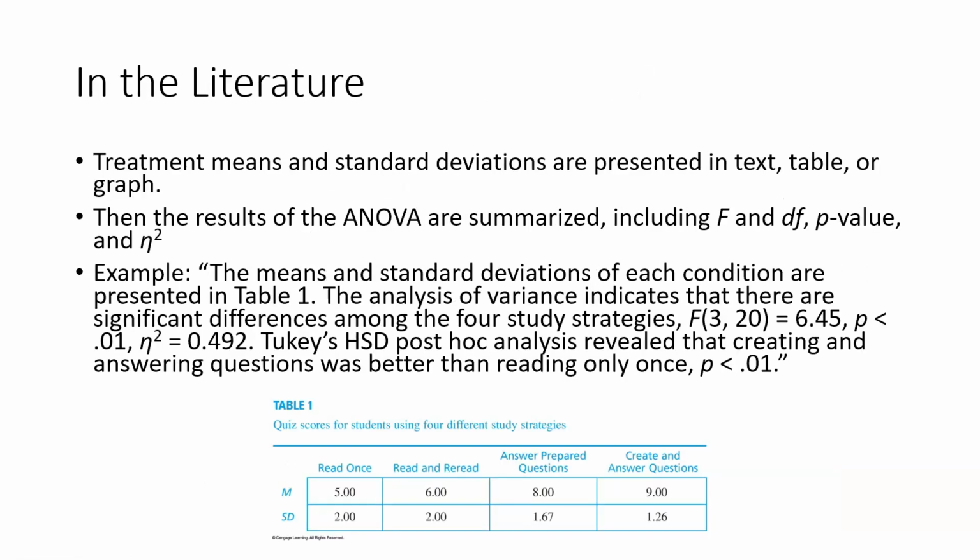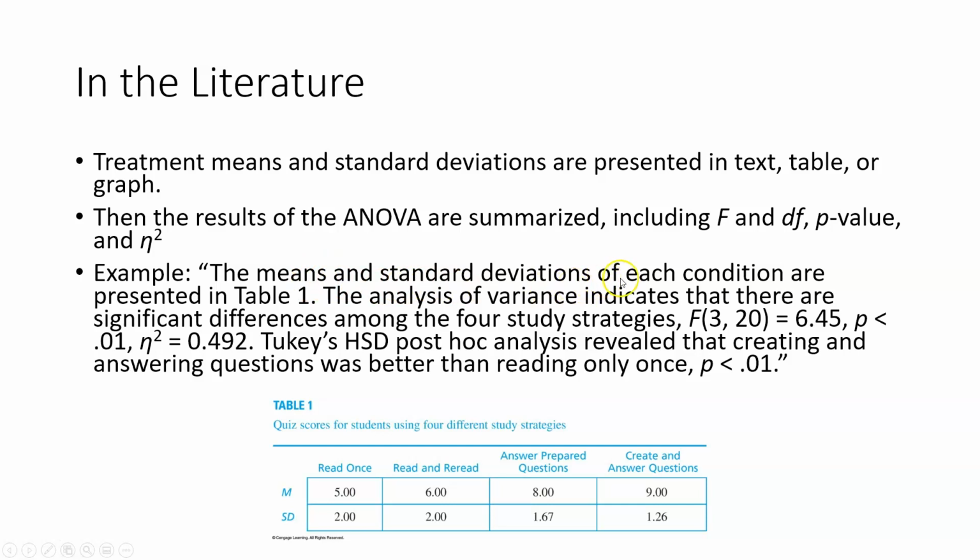All right, after we finish all of these steps, we have to write it up in the literature. In order to do that, we have to put the means and standard deviations for each of the conditions in a text, table, or graph. In most of the situations in this class, I'm going to expect you to put it in a table like this. And then in addition to that, you'll reference in your write-up that you can find the means and standard deviations in this table or in the graph that you've drawn. You also include the results of the ANOVA test with the F and degrees of freedom, the p-value, and the eta squared. So here's an example.